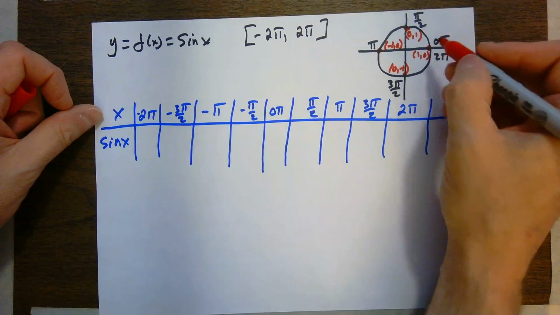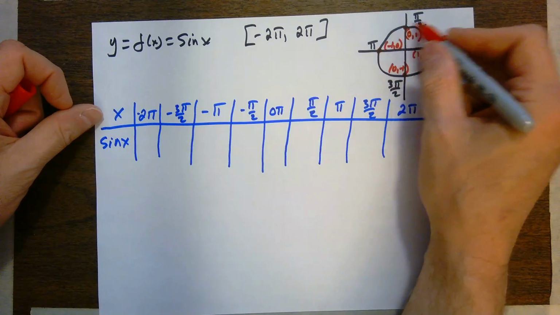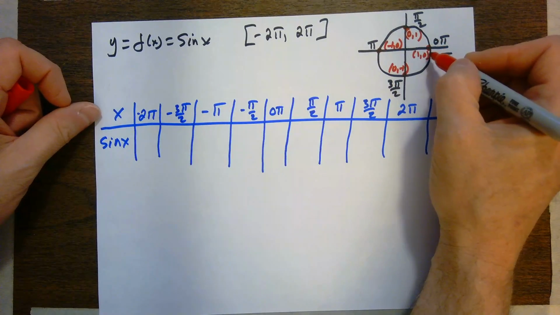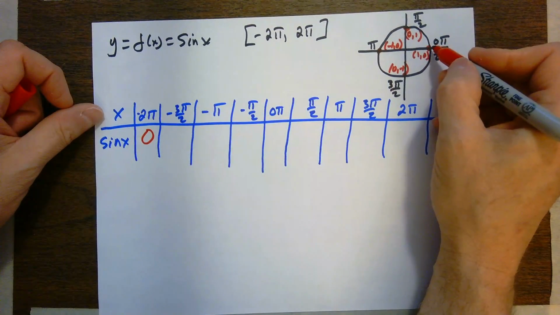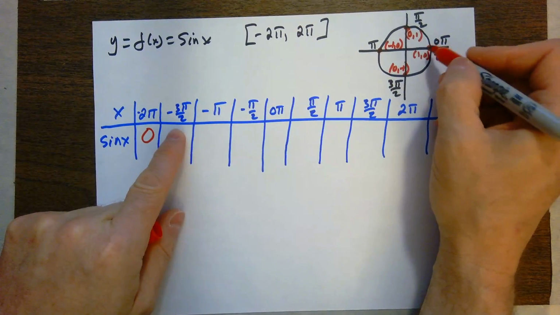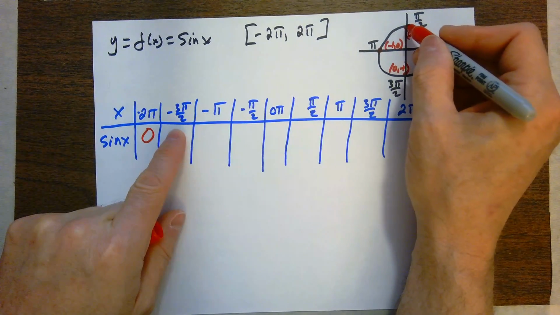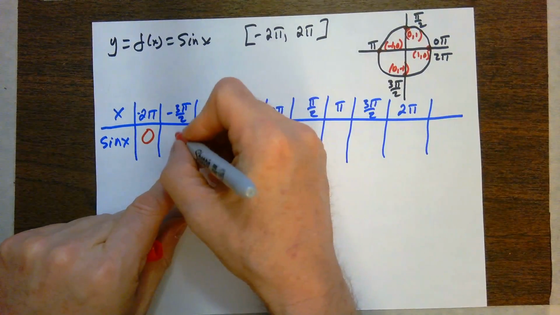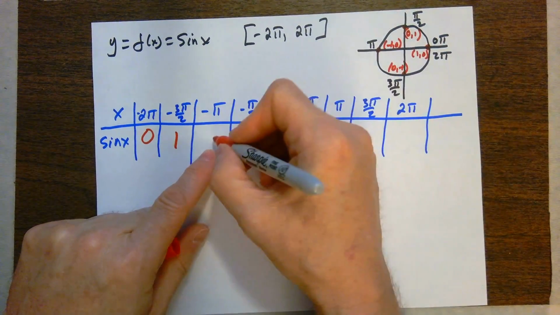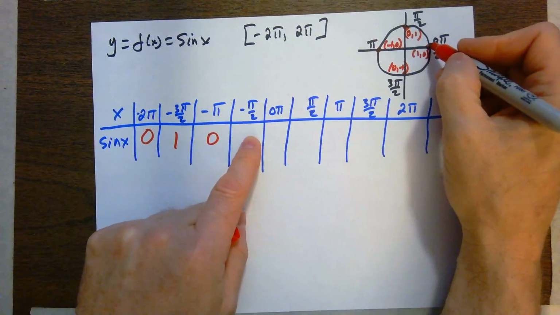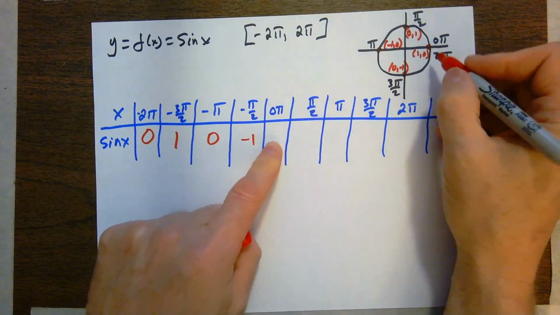So at negative 2 pi, if I start here and go negative 2 pi, I'm here. What's the y value right there? 0. If I go negative 3 pi over 2, start here, go negative 3 pi over 2, there I am. What is the y value there? 1. Go negative pi, what's the y value there? 0. Go negative pi over 2, there I am. What's the y value? Negative 1.